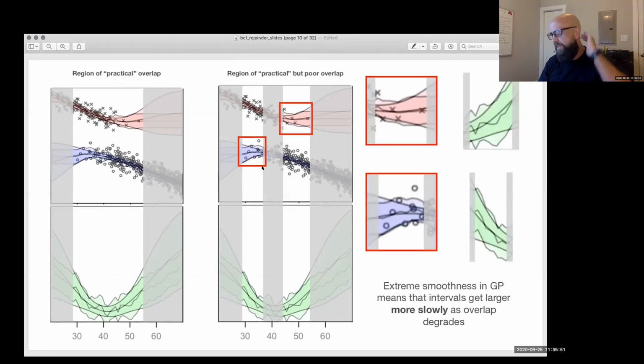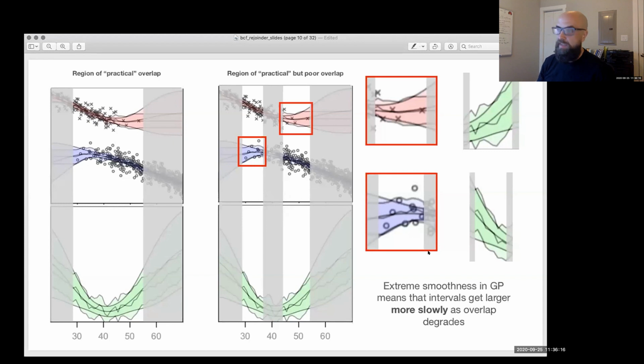I'm going to blow this up like I'm a tech on CSI. Unfortunately, unlike CSI, I just have a poor resolution image, so I apologize for the fuzz. But what we see in this picture is that once we start getting into areas where we have practical overlap, depending on how you define that, the behavior of the Gaussian process and BART is a little bit different than what we saw in the extremal region where we didn't have overlap at all.